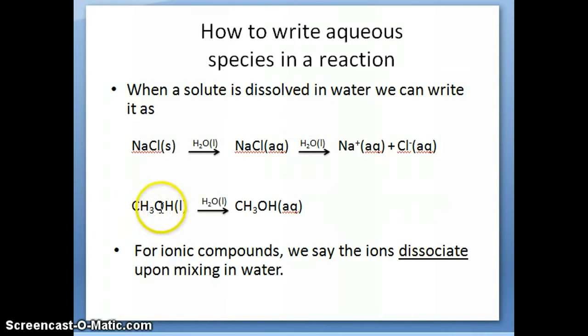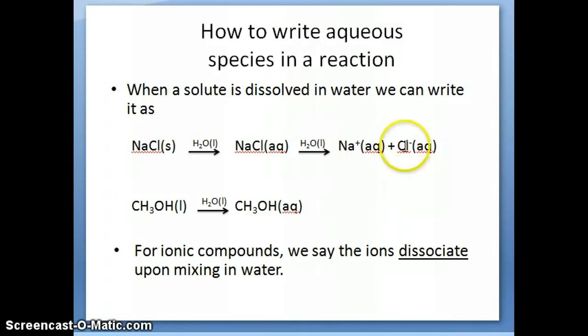Now, what about a covalent compound? It's the same. Here you have methanol, CH3OH, which exists as a liquid. If you put water in it, you can mix the two together, and it becomes a homogeneous solution. Then what you write afterwards is just CH3OH aqueous. Now, of course, for a covalent compound, you don't form ions, so you never write it in this form. Okay? All right. Another term you'll hear often is that when we say ionic compounds go from this to the ions, we often say that they dissociate, so they break apart.